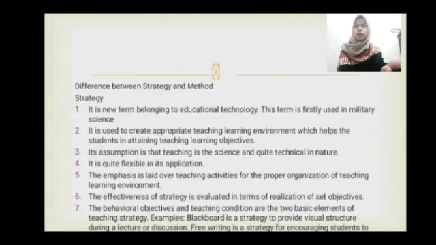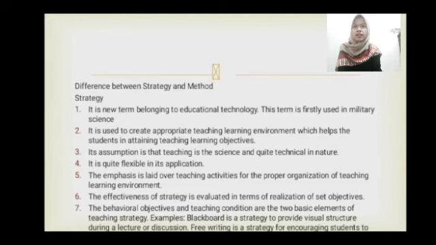And then the differences between strategy and method. The first one is strategy. First, it is a new term belonging to education technology. This term was firstly used in military science. Number two, it is used to create an appropriate teaching learning environment which helps the students in attaining teaching learning objectives.